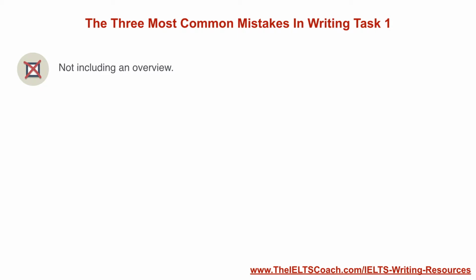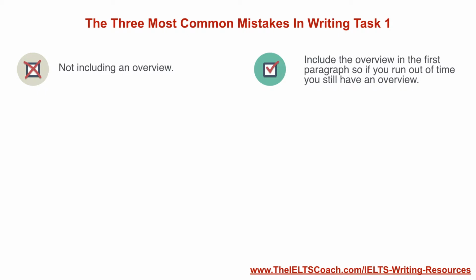So be careful, make sure you give an overview whenever you do writing task 1. My advice is to include the overview in the first paragraph, after the introductory sentence, where you describe what the bar chart is showing. Then the next sentence should be an overview. It is okay, you can put the overview at the end, but if you leave it to the end, it is quite easy to forget it. So my advice is put the overview in the first paragraph. That way you are more likely to remember it.